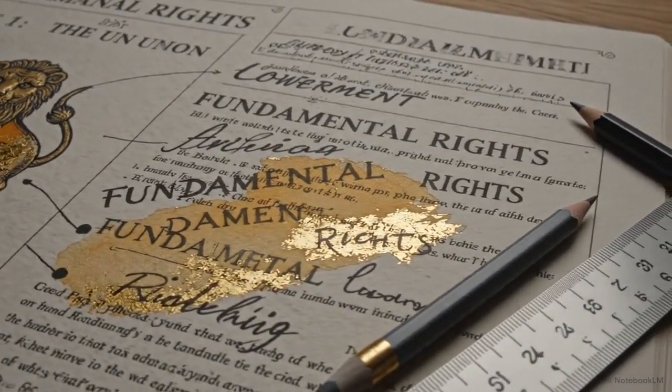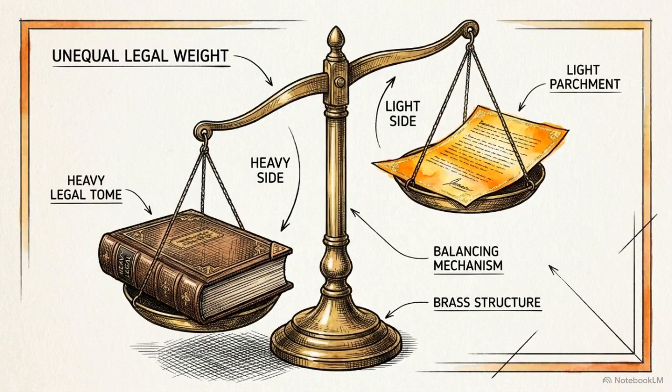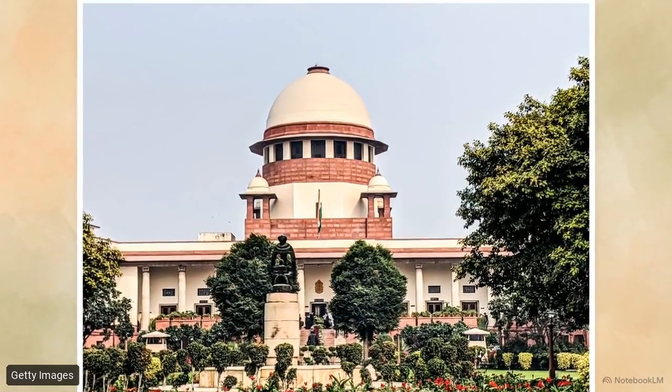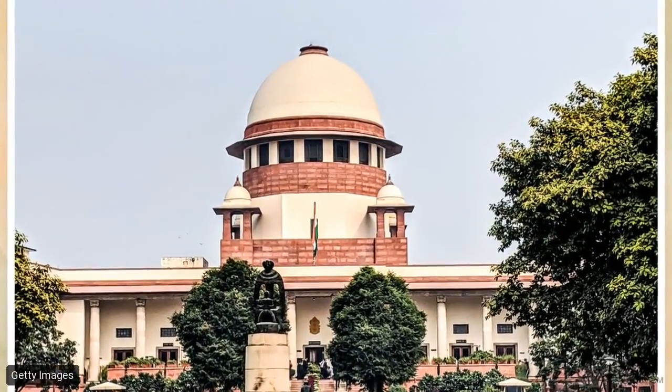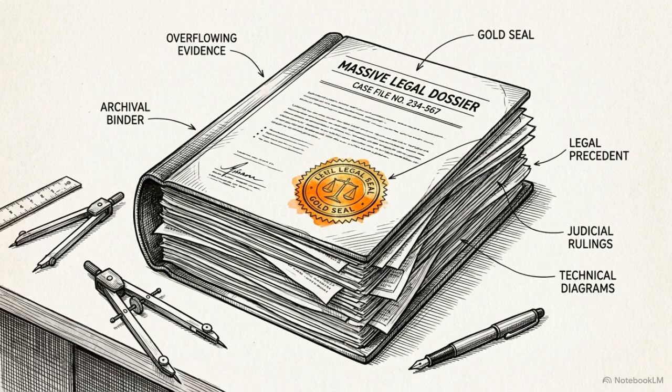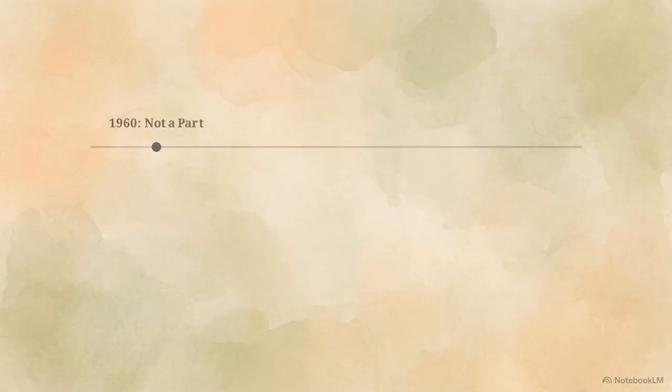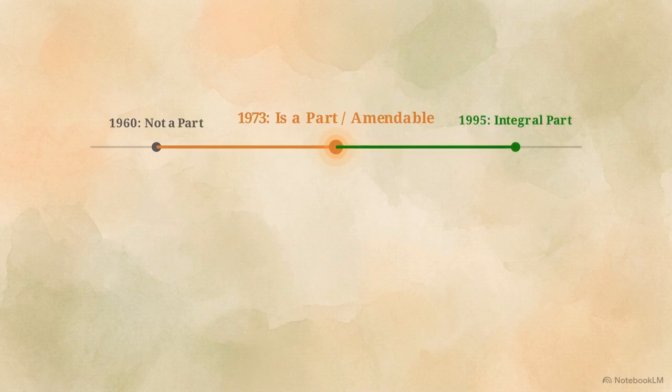Despite being the architectural schematic of the Constitution, the preamble's actual legal weight remained a point of judicial contention for decades. In the 1960 Berubari Union case, the Supreme Court explicitly ruled that the preamble was not a part of the Constitution. This interpretation remained the standard until the 1973 Kesavananda Bharati case reached the Supreme Court. In Kesavananda, the Supreme Court reversed its stance, declaring the preamble an integral, amendable part of the Constitution, but with strict constraints.